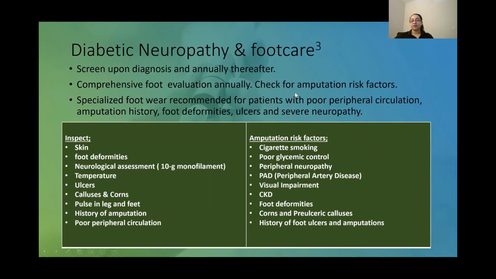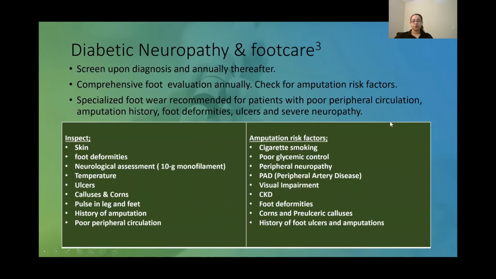And the clinician should also check if the patient has any amputation risk factors, which include cigarette smoking, poor glycemic control, peripheral neuropathy, peripheral artery disease, visual impairment, chronic kidney disease, foot deformities, corns and calluses that could turn to ulcers, and history of foot ulcers and amputations.